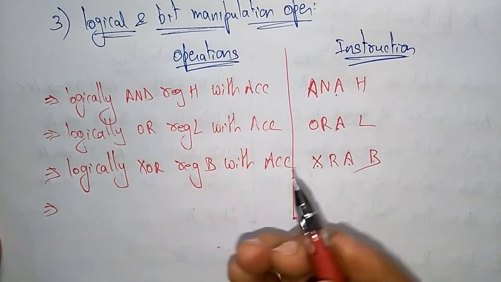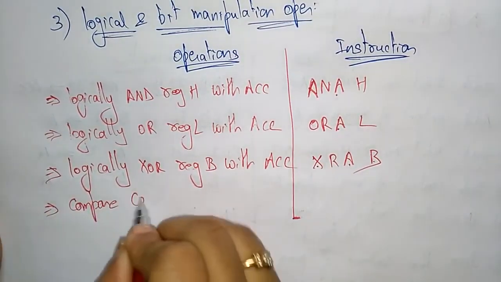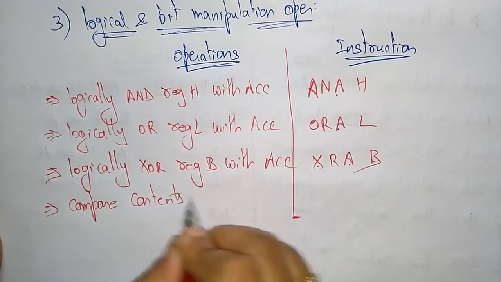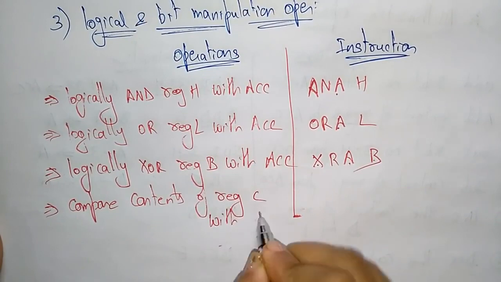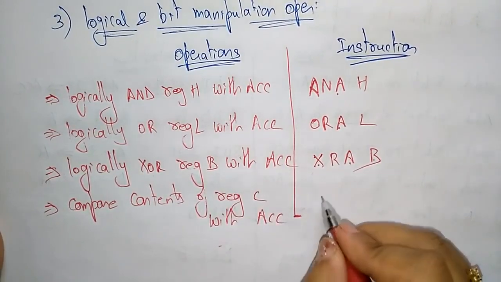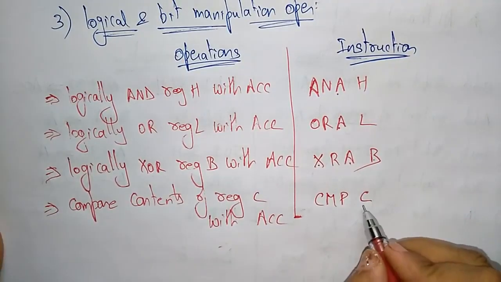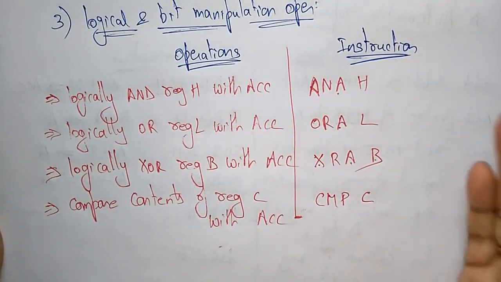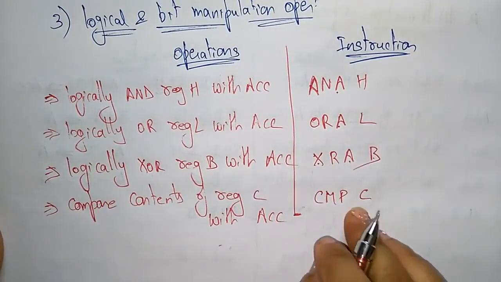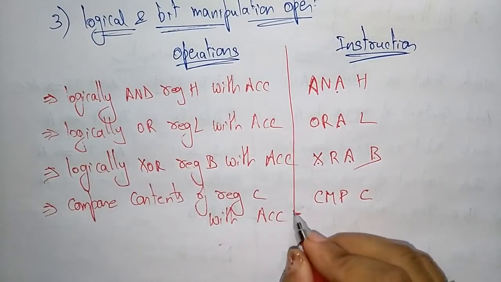Next, compare the contents of register C with the accumulator. CMP is compare register C with the accumulator. So you have to compare the content that is present in the accumulator with the content in the register C. So both C and A are compared.